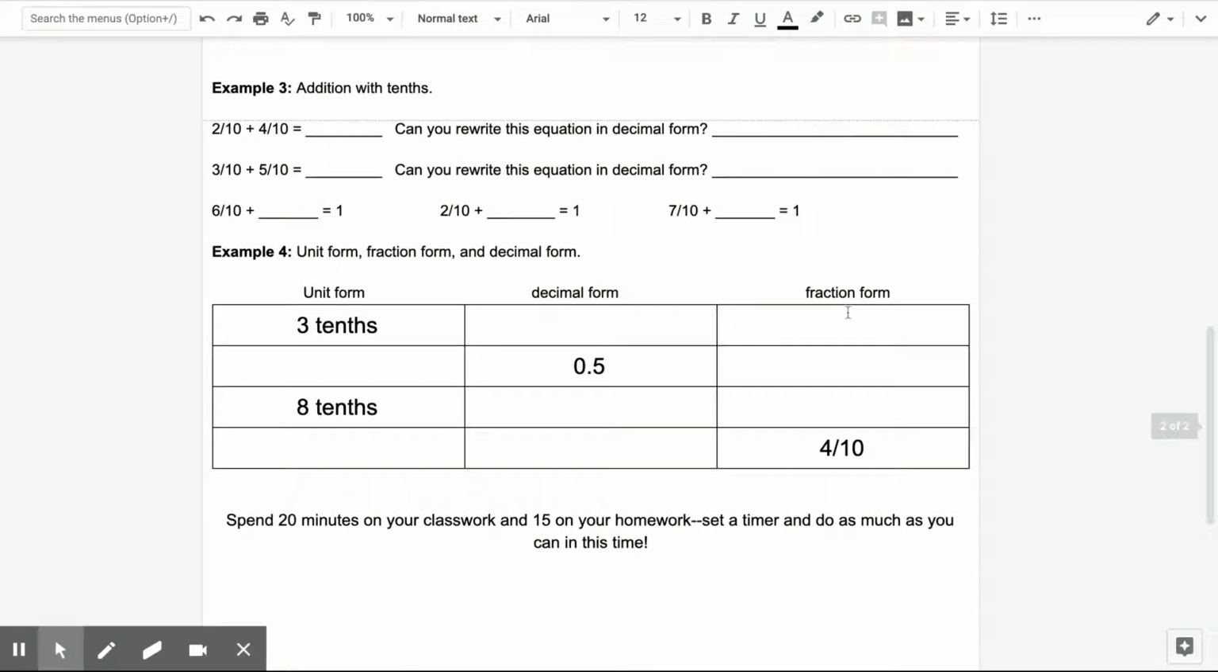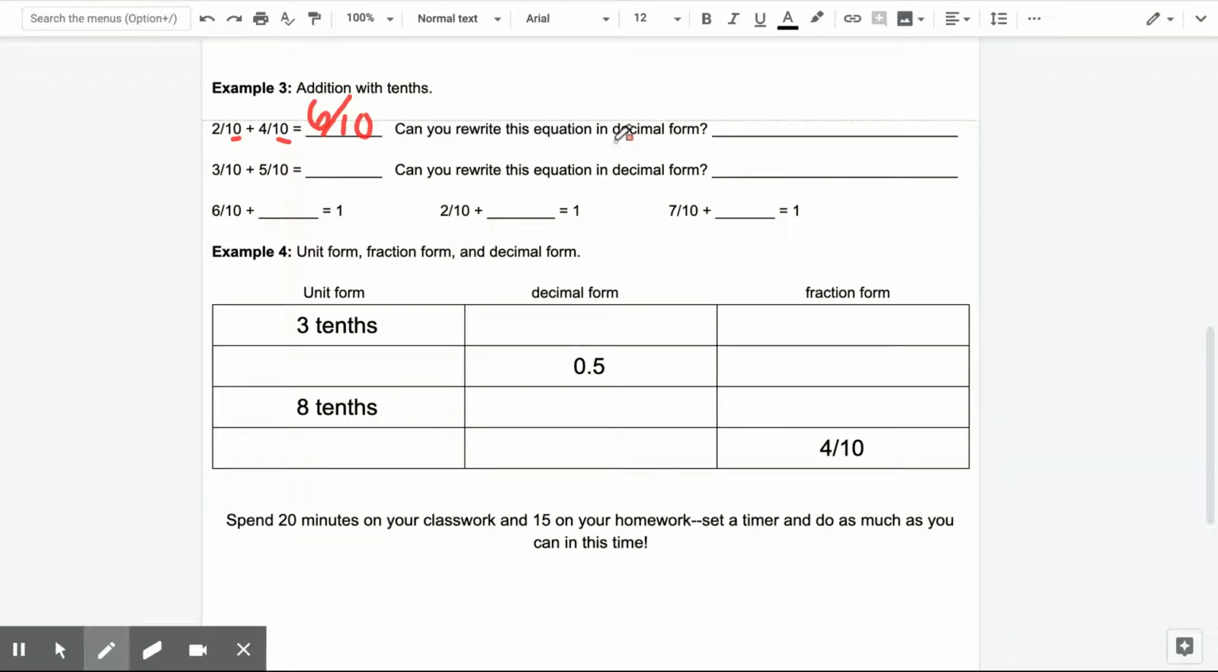All right, so our example 3. We're moving on to addition with our tenths. This will look familiar because we've done this before. If I take 2/10 plus 4/10, I have to remember that because my denominator is the same, they are both tenths. When I add these, that denominator is not going to change. That means my denominator will stay 10, and I can just look at my numerator and see, oh, I have 2 and 4. I know that 2 plus 4 is 6, so my answer would be 6/10.